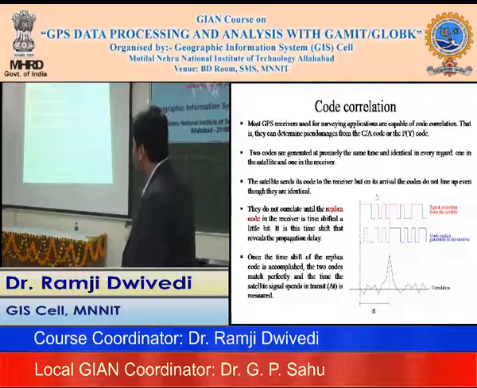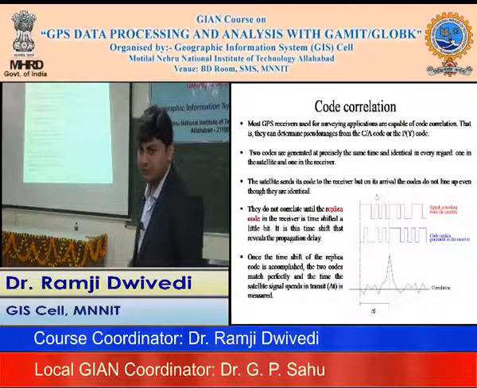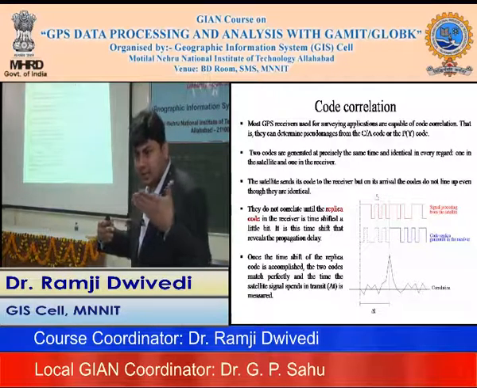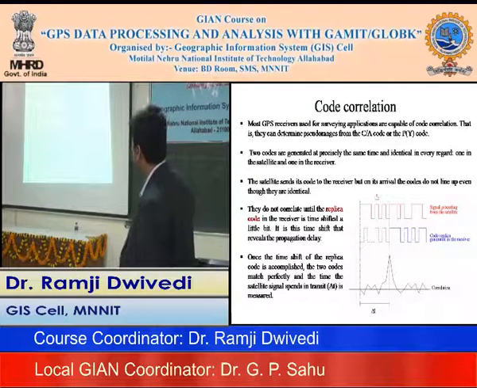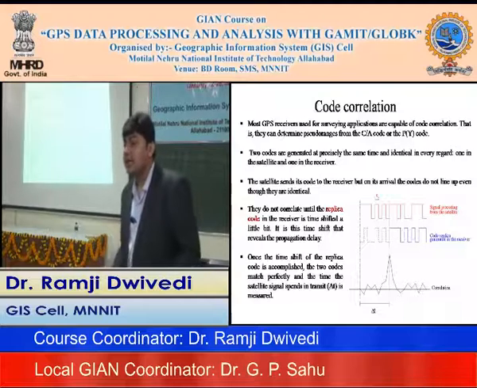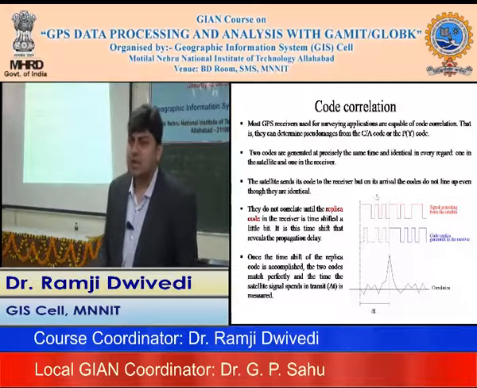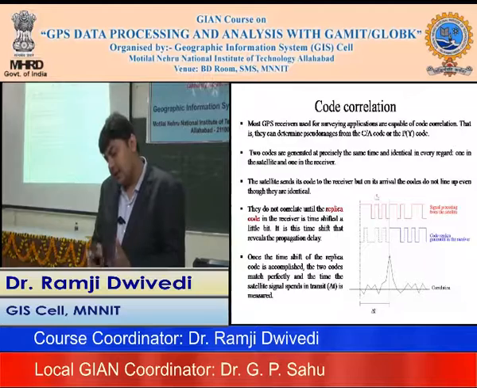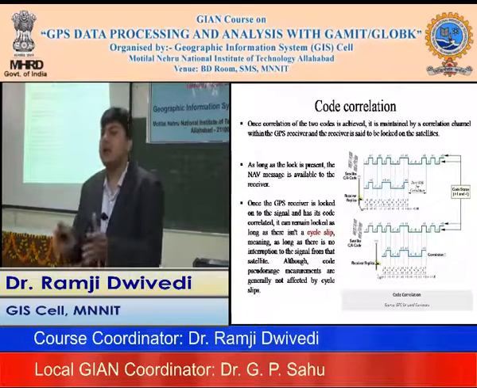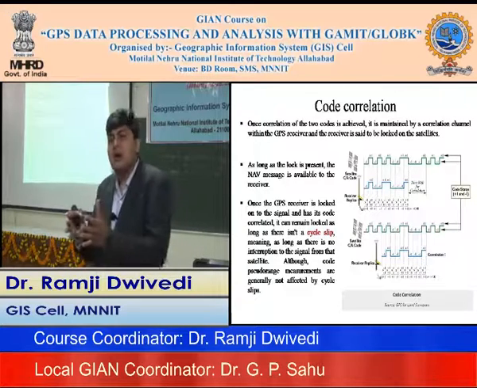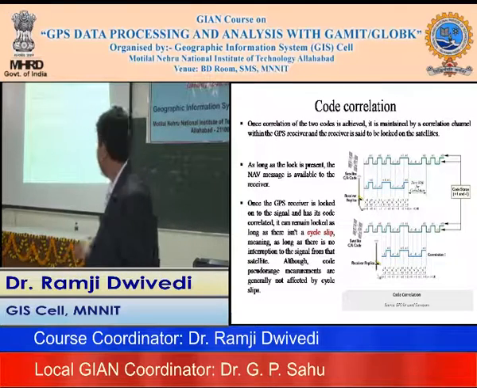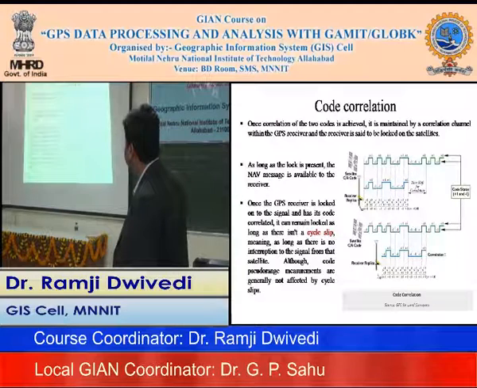So how do we get this delta t? Through the code correlation phenomenon. It aligns the incoming signal with the replica. The correlators generate many replicas, but they generate early, prompt, and late versions. With the help of these early, prompt and late replicas, we generate the maximum peak. If the code is properly aligned with the replica, we'll get the maximum peak.